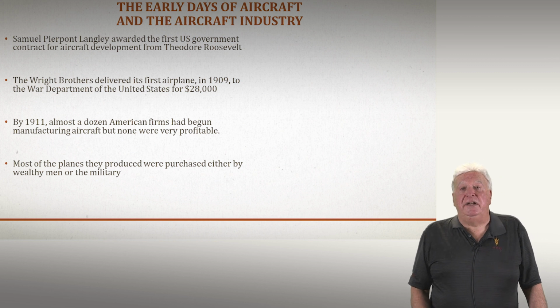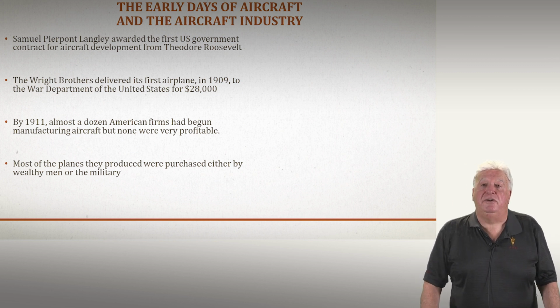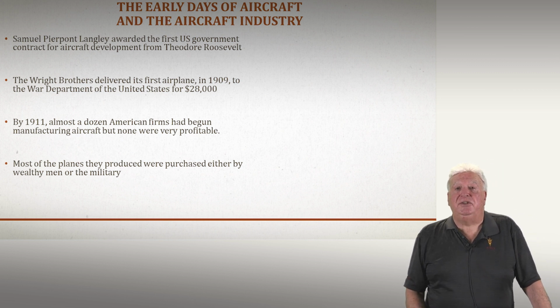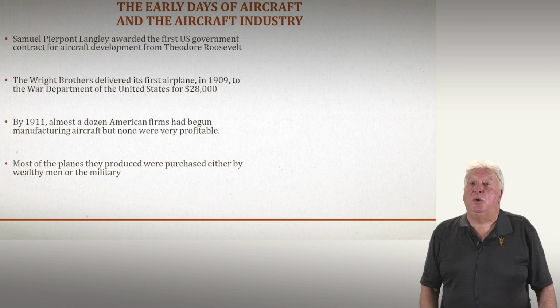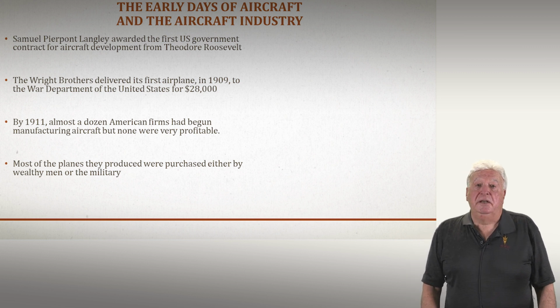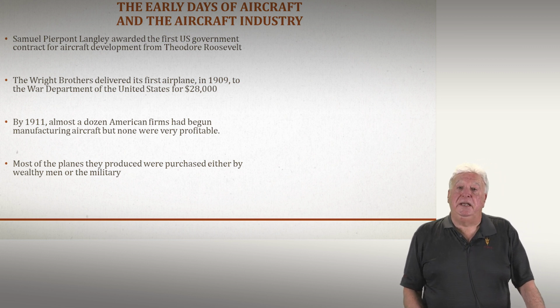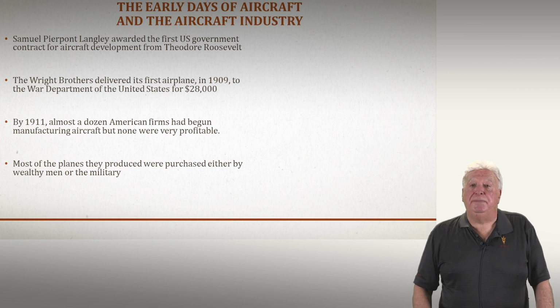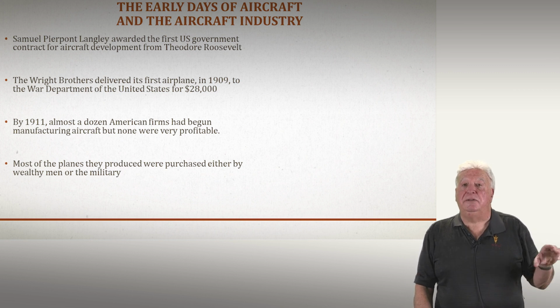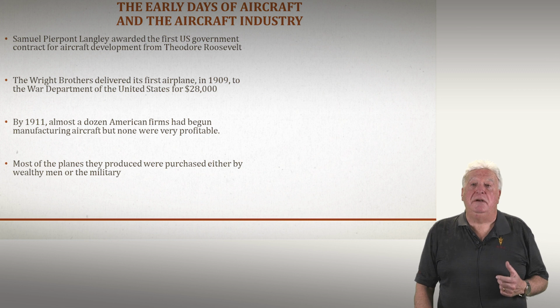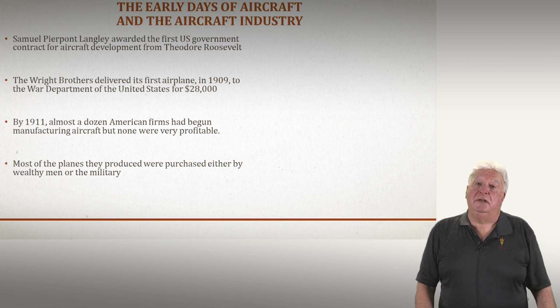By 1911, almost a dozen American firms had begun manufacturing aircraft, but none were very profitable. Most of the planes they produced were purchased either by wealthy men or the military. The Army and Navy intended to use them only for surveillance. Built out of wood, these early planes were called biplanes because of their double wing structure, and they also had open cockpits and only one engine.